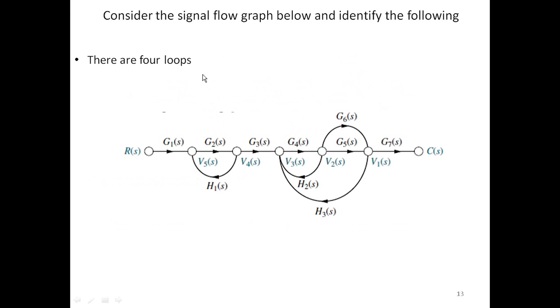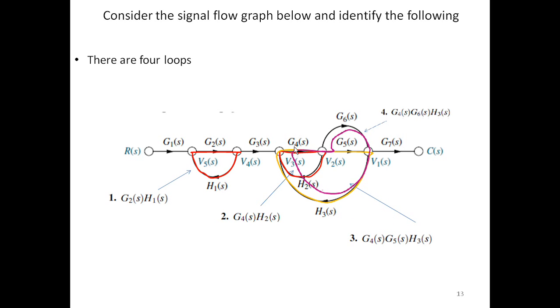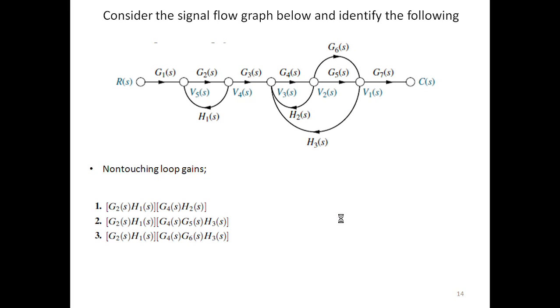Next is how many loops are there. So the first loop is g2 of s into h1 of s. Second is g4 of s into h2 of s. Then g4, g5, h3 of s. Then g4, g6, h3 of s. So these are loops.